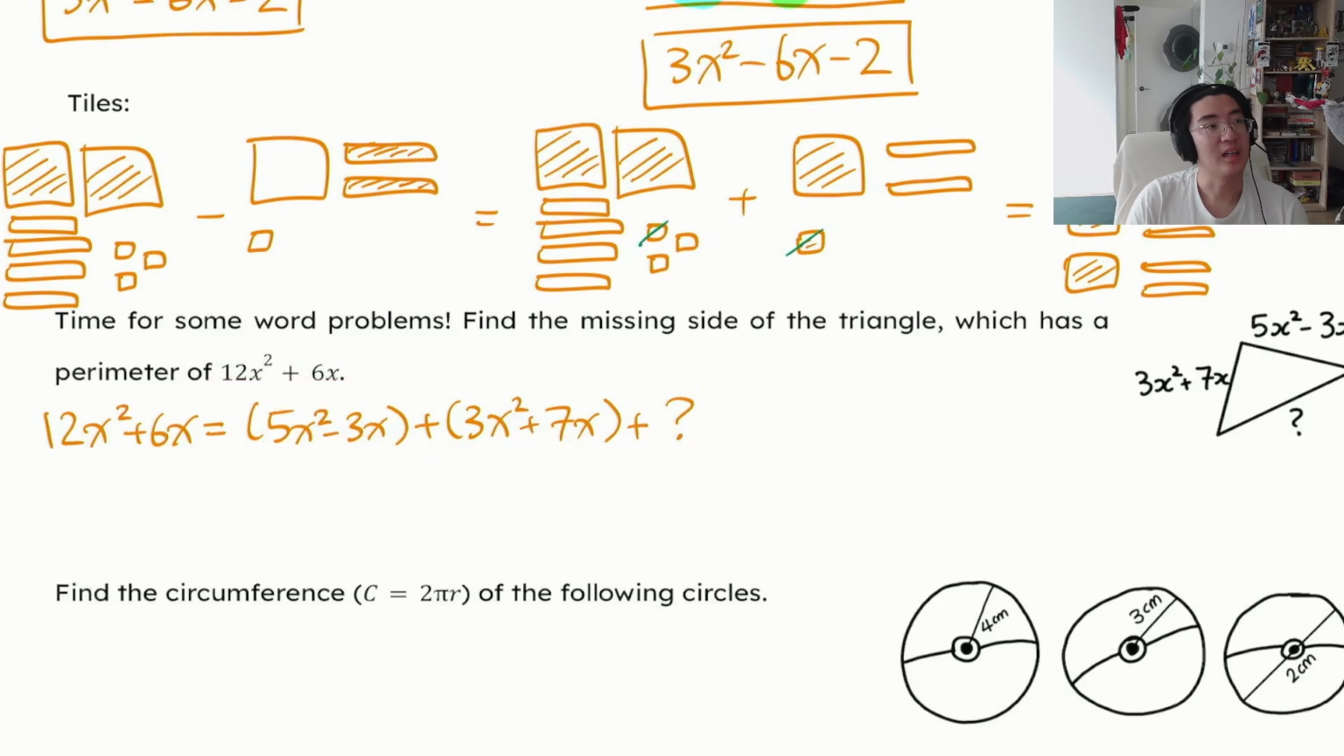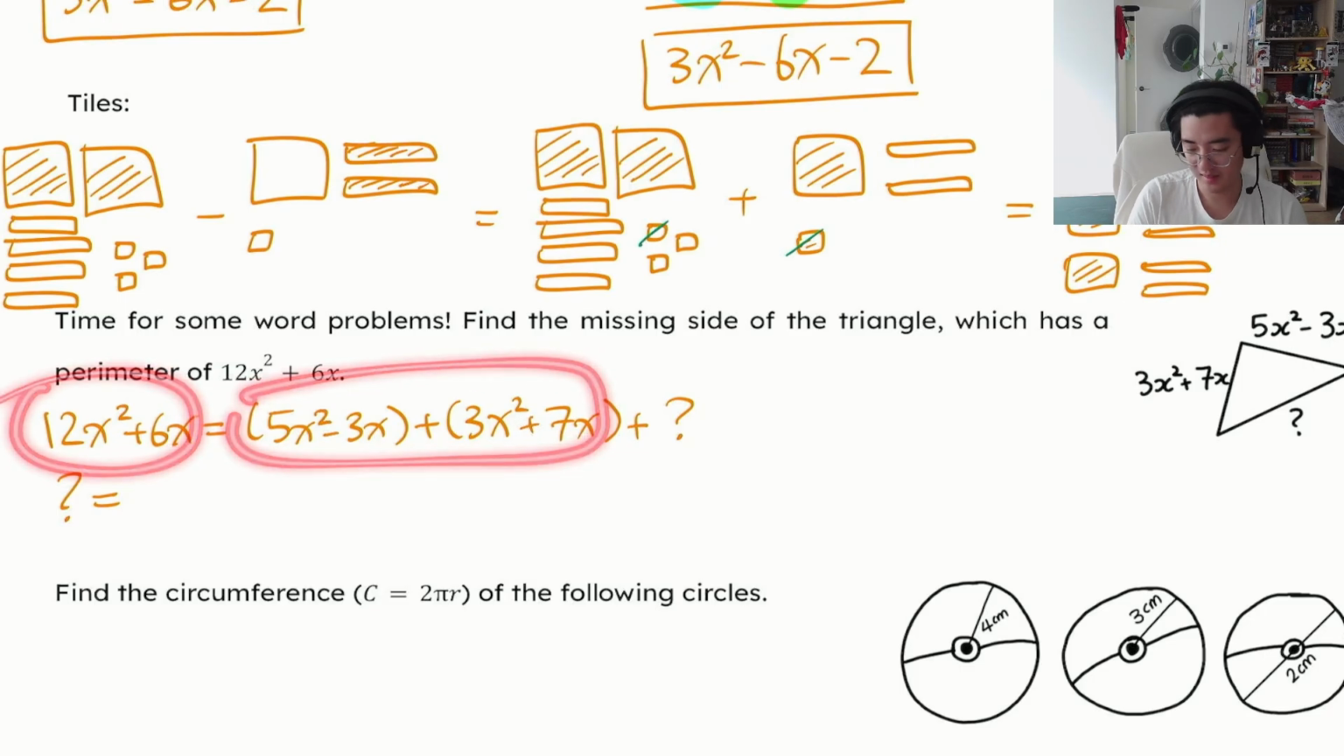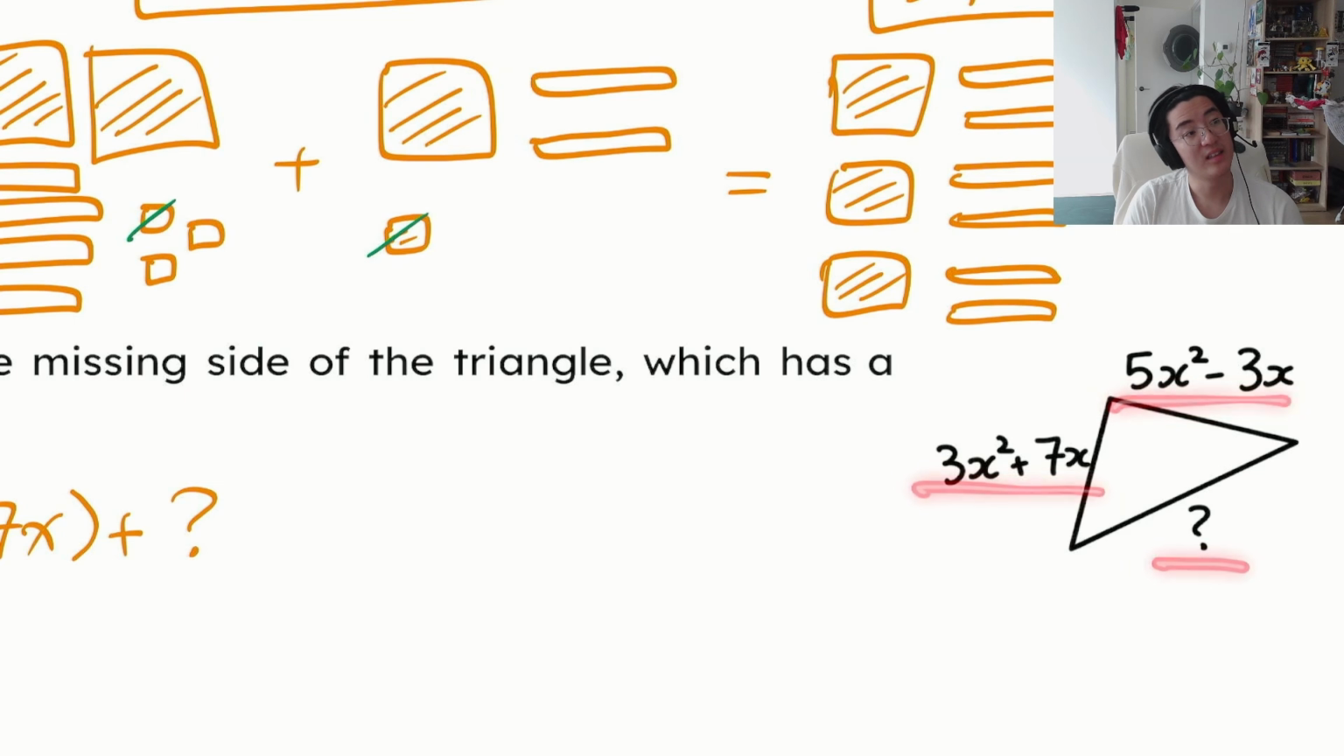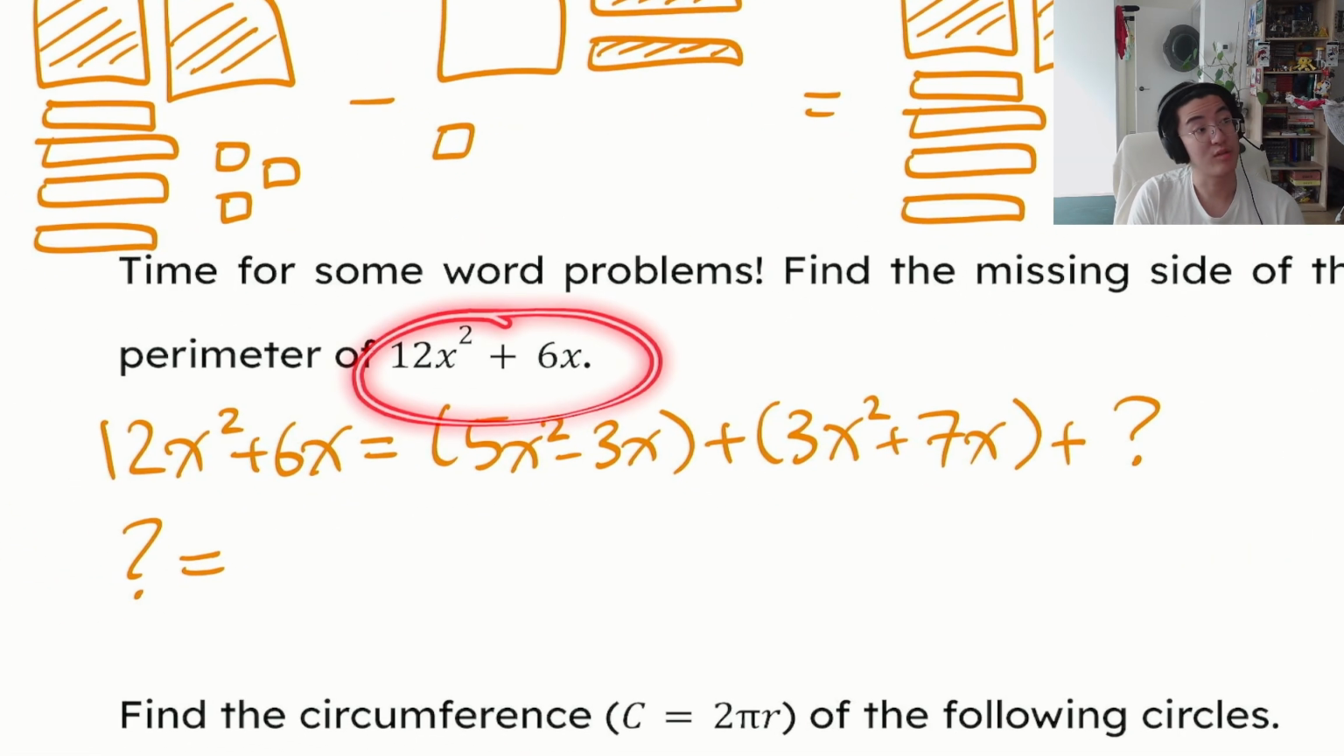And now, again, we'll cover a bit more about this in the next unit here. But for now, we can just rearrange this equation. If this whole perimeter is a result of those three things added together, then just to find this question mark, we can then subtract those two sides from the total side. Because if we add up all those three side lengths here, we get 12x squared plus 6x.